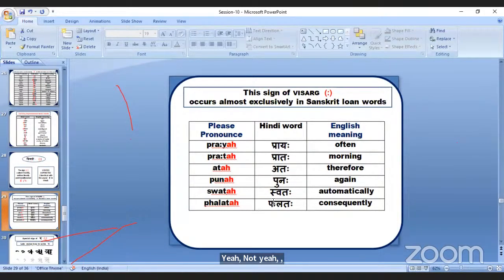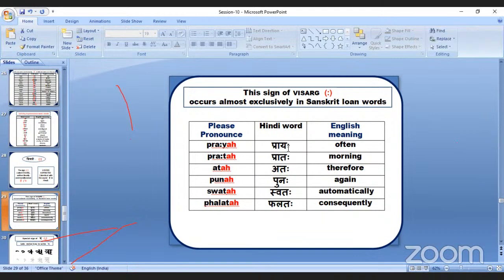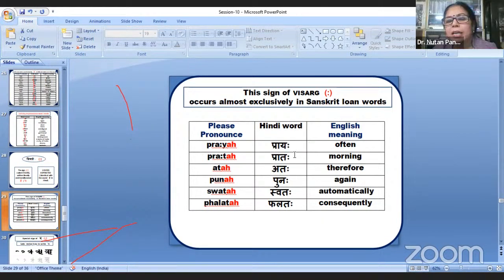Tatah. Phalatah, consequently. Pratah. You should be aware of this and pay attention. Punah. You will pronounce this symbol, the visarga sign, as ha.